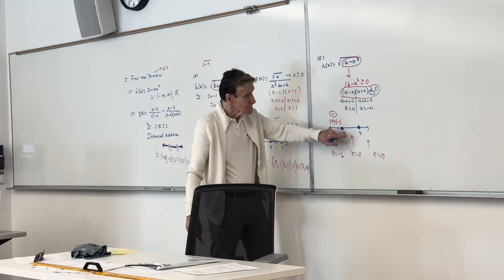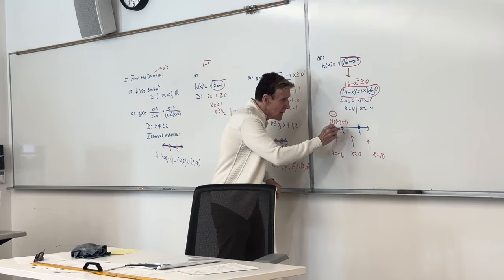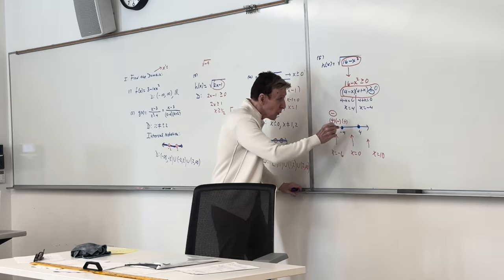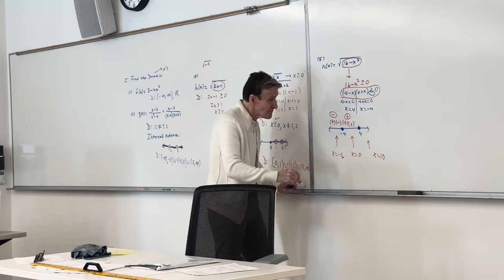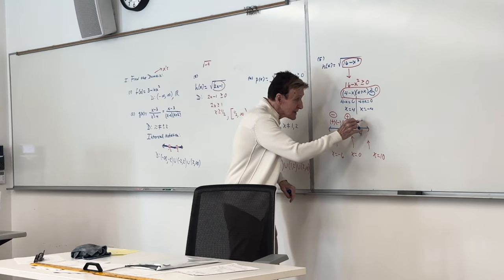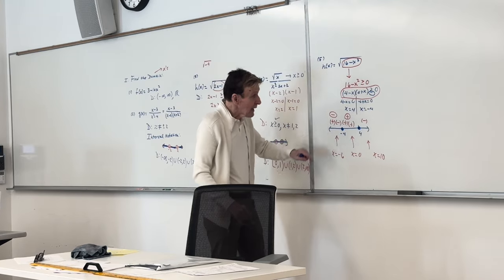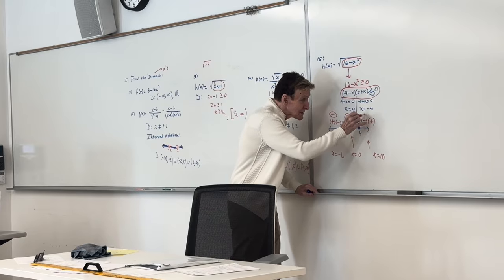Trying 0 here. 4 subtract 0, 4, positive. 4 plus 0, 4, positive. Of course, get a positive. Out to the right, I'm trying 10. 4 subtract 10 is a negative 6, negative. And 4 plus 10 is 14, positive. That's a negative.